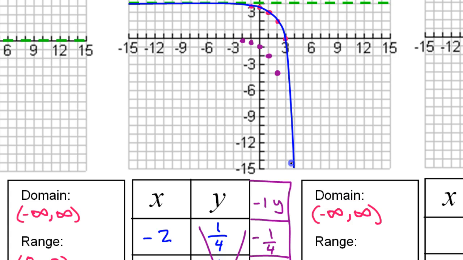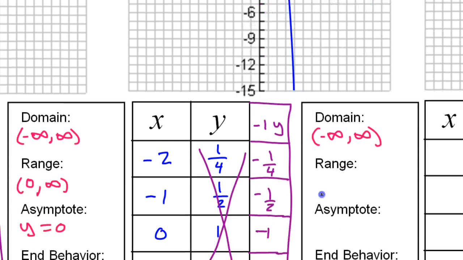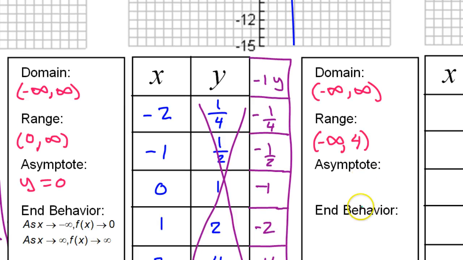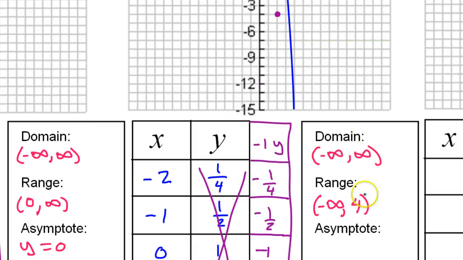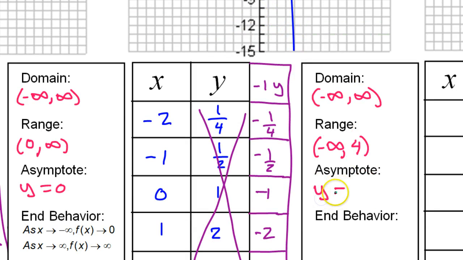The range is going to be from negative infinity to 4. It has to be read from bottom to top. So the order matters. Negative infinity to 4. Make sure you use round parentheses, not square. And let's see, so like we said, the asymptote is here at 4. So make sure you put y equals 4.